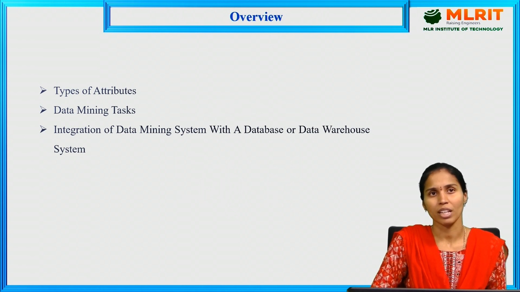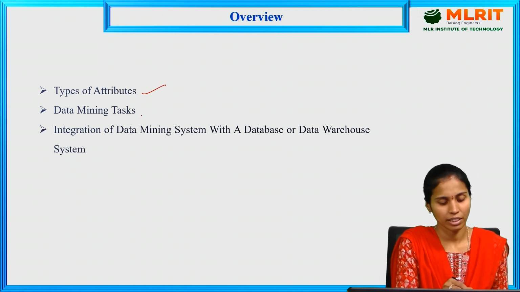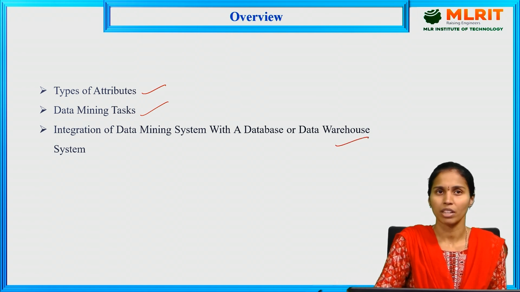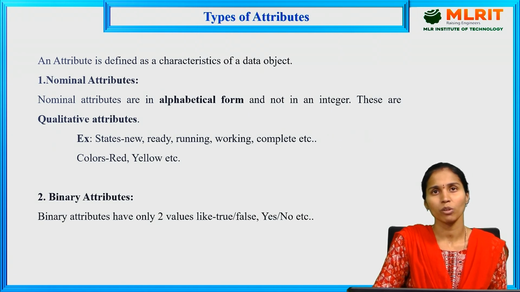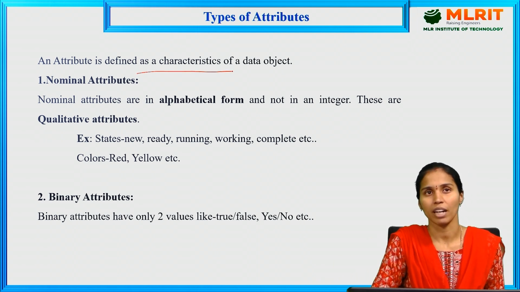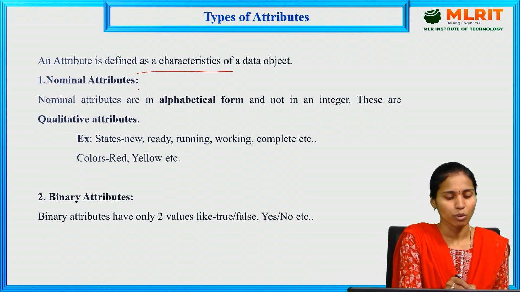Today I am going to explain about the types of attributes, data mining tasks, integration of data mining system with a database or data warehouse system. So coming to types of attributes. An attribute is defined as a characteristic of a data object. There are 4 types of attributes.